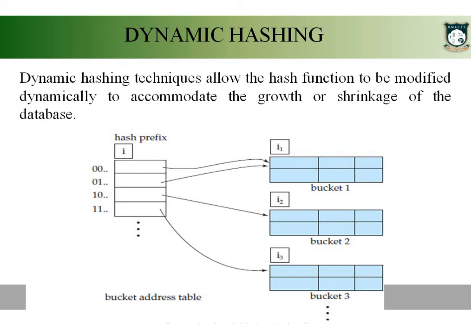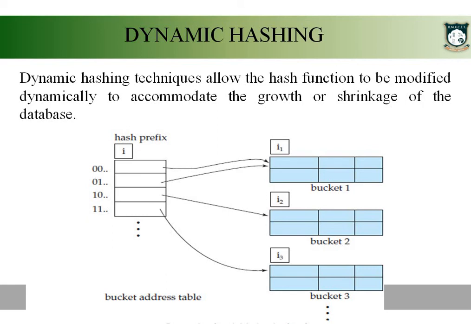Now the last point. Let us consider the value of I is 3, the hash prefix is 3. How many buckets will you have? You will have 6 buckets. Now I am looking for some record. In which bucket will the record I am looking for be available? That is also decided by the hash prefix. Not only the number of buckets, but the appropriate bucket in which our record will be is also decided by the hash prefix.